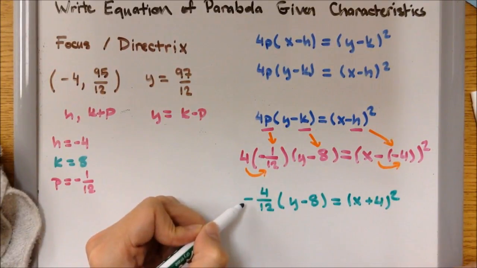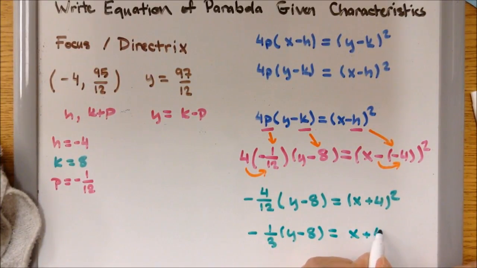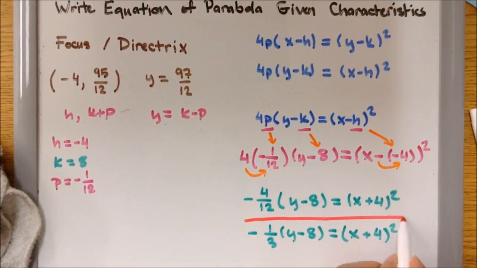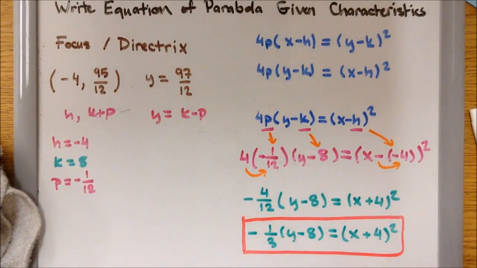Now I can still simplify negative 4 over 12. That would become negative 1 over 3, and everything will stay the same. Y minus 8 equal to the square of x plus 4. So that is going to be our equation of the parabola. Negative 1/3 times y minus 8 equal to the square of x plus 4.